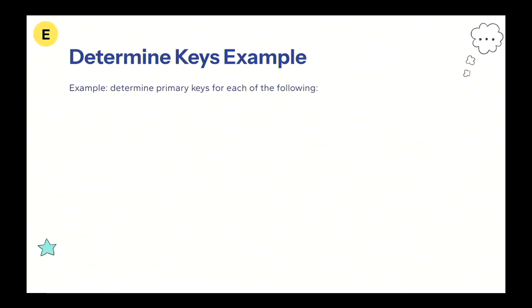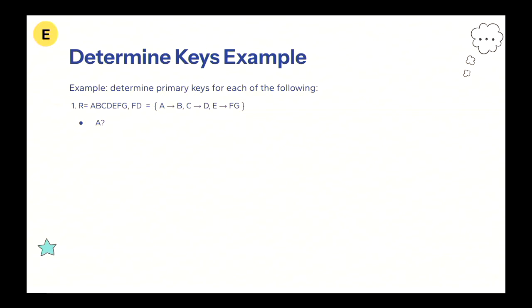Let's have a look at this example here. Let's try to determine the primary keys for each one of the relations. Remember, we are determining the candidate key. There could be more than one key for each one of the relations. So the first one is we have A, B, C, D, E, F, G. We have seven attributes in our relation, and the functional dependency is like this. So can you come up with the key here? A, C, and E.